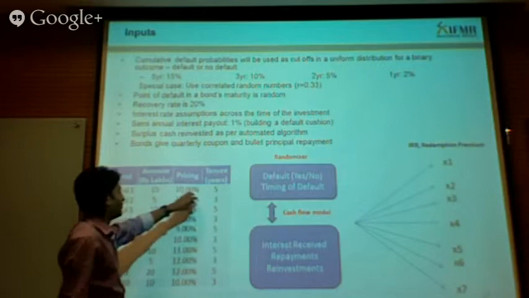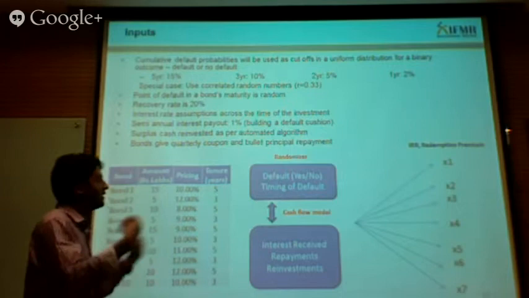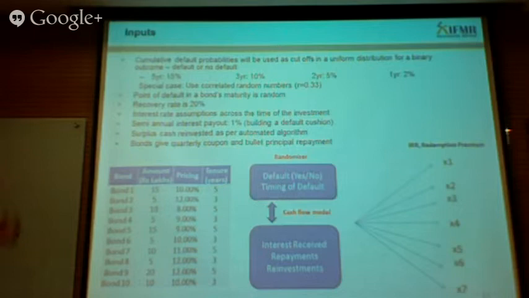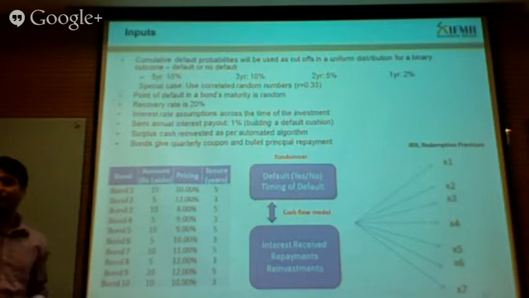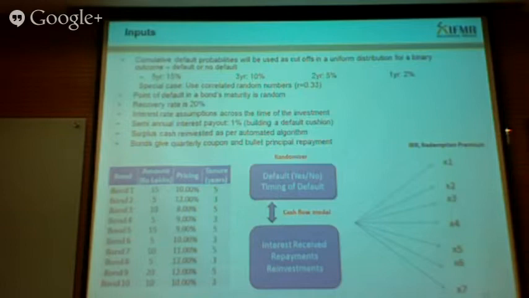So we have assumed a recovery rate of 20%, say at the end of the bond tenure, some of the money comes back. Basically, theoretically, what you're doing is, instead of jumping from here to here, routing it through a randomizer. Now the only thing you have to do is simulate this structure 10,000 times or a million times or whatever is your requirement.